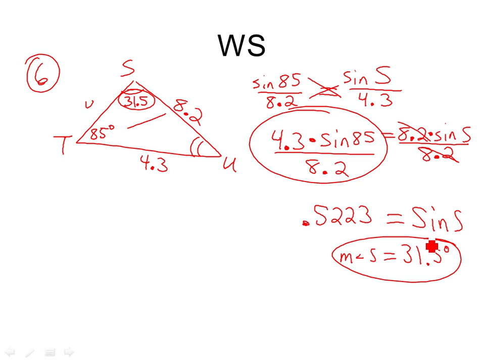How many more parts do we still have to find? Two more. The next easiest one to find is probably what? The big U. Because what do you know about the three angles of a triangle? They add up to 180. So figure out what the measure of angle U is for me.